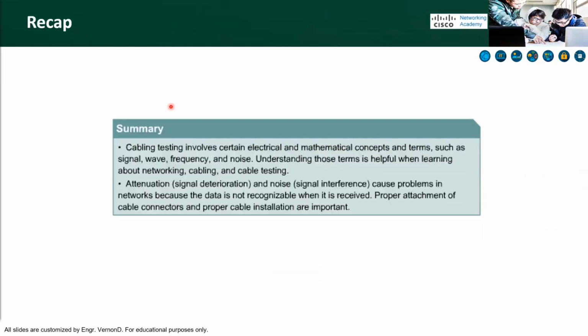That's it. To summarize, cable testing involves certain electrical and mathematical concepts and terms, such as signal, waves, frequency, and noise. Understanding those terms is helpful when learning about networking, cabling, and cable testing. Attenuation or signal deterioration and noise or signal interference cause problems in networks because the data is not recognizable when it is received. Proper attachment of cable and proper cable installation are important.